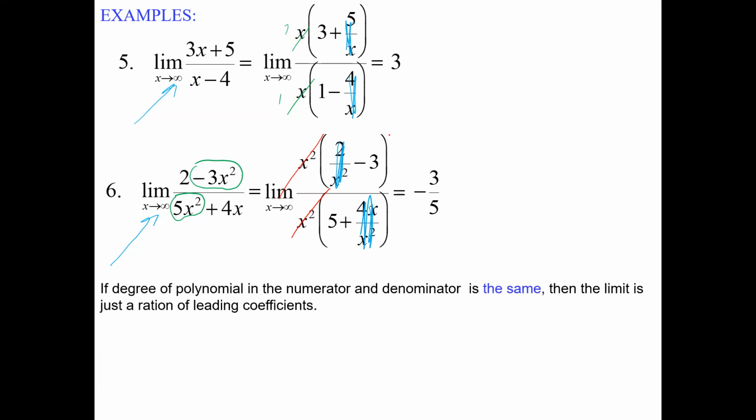Okay, if the degree of the polynomial in the numerator and denominator is the same, the limit at infinity is just the ratio of the leading coefficients, the coefficients of the leading terms. And for instance, again, you may pause the video and try to compute the limit number 7 before I do. Okay, are you pausing the video? I hope.